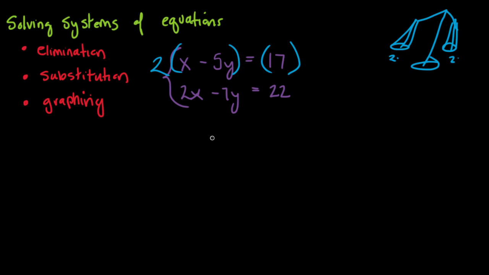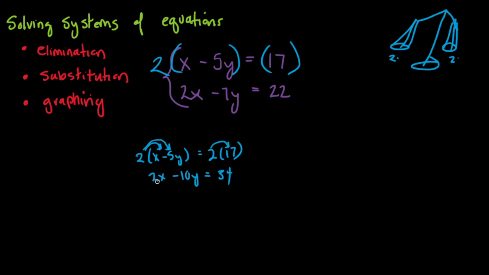So let's do that. We're going to take this equation and put it down here. So I'm going to say 2 times x minus 5y equals 2 times 17. So I'm going to distribute this 2 onto both sides of the equation. Once again, I'm going to multiply this 17 by 2. So this is the same as 2x minus 10y equals 2 times 17, which is calculated as 34.